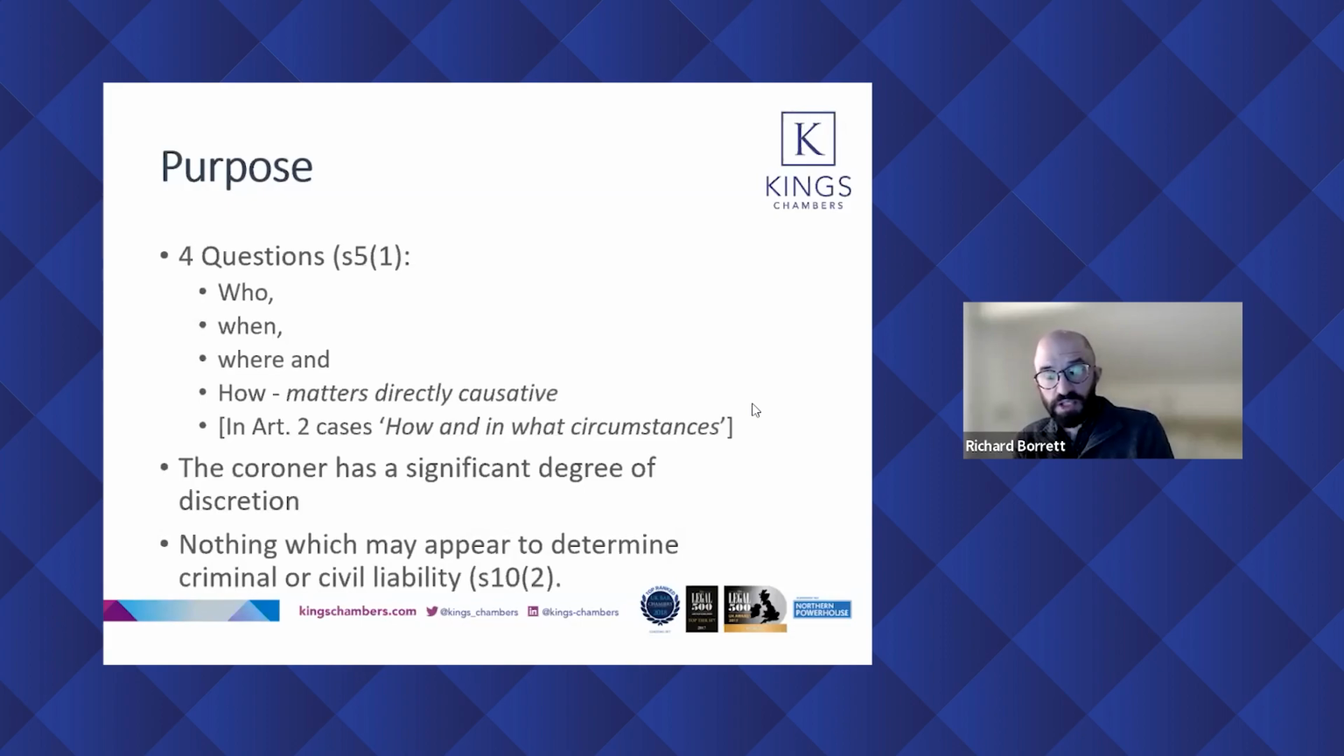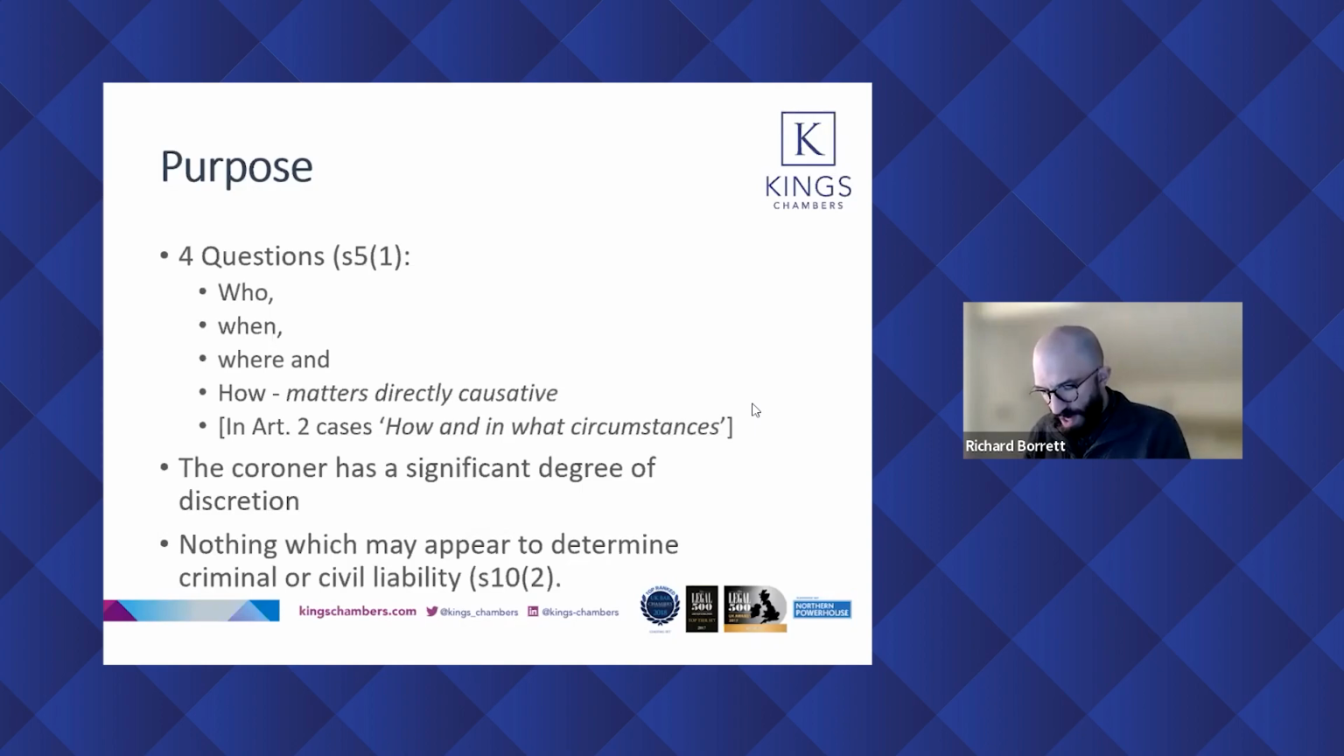In Article 2 cases, which I'll come back to, the question is slightly wider. It's how and in what circumstances. Now, in a lot of cases, that is going to make very little, if any, difference to the scope of the inquest. But I'll come back and explain that in a bit more detail later. The coroner has a very wide discretion as to what is included in the how.